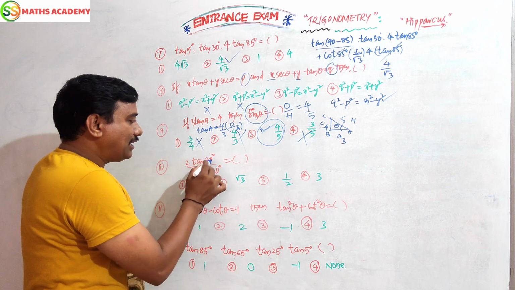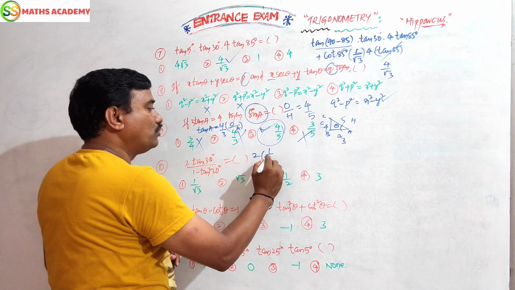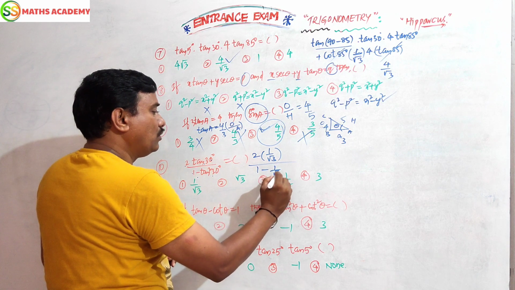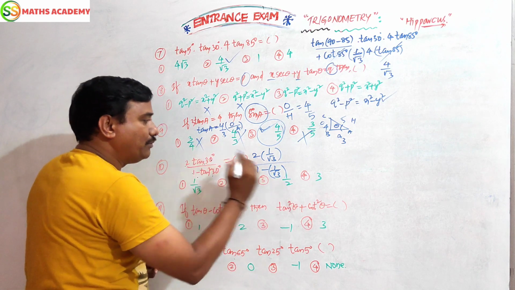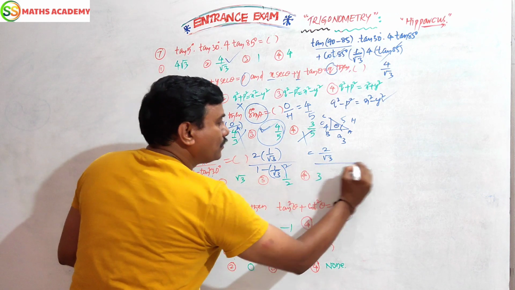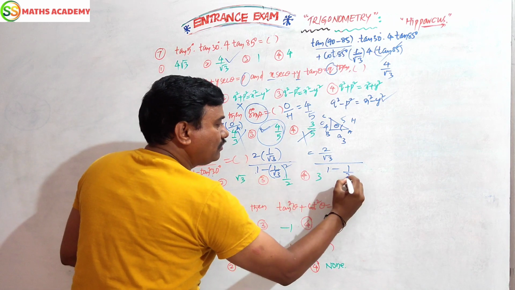Next, 2 tan 30 by 1 minus tan square 30. You know tan 30 value is 1 by root 3. Substitute: 1 minus 1 by root 3, and here the square will be there, so write the square. 2 into 1 is 2 by root 3, by 1 minus the square of 1 by root 3, whose value is 1 by 3.